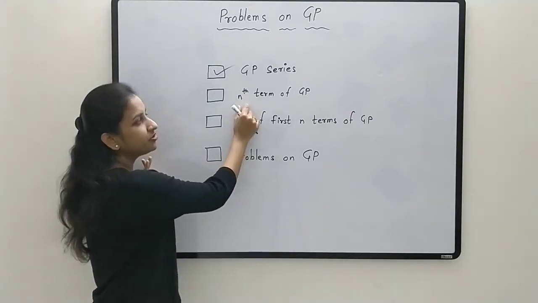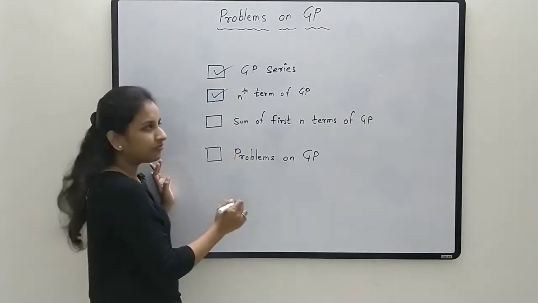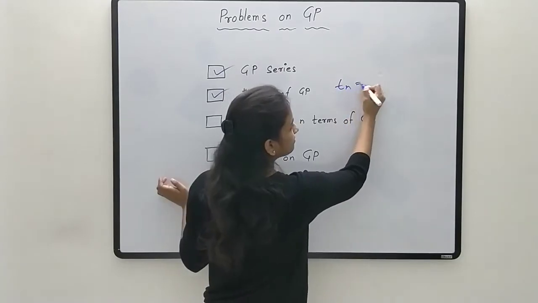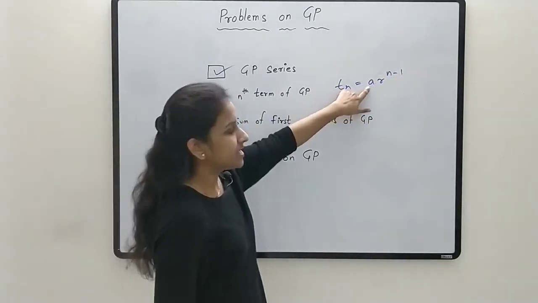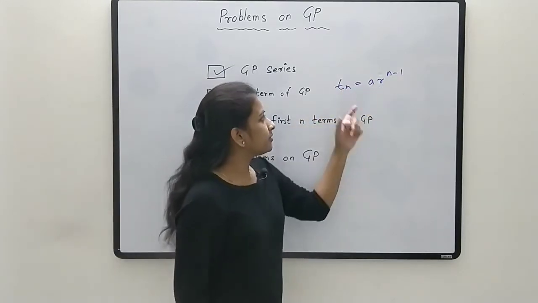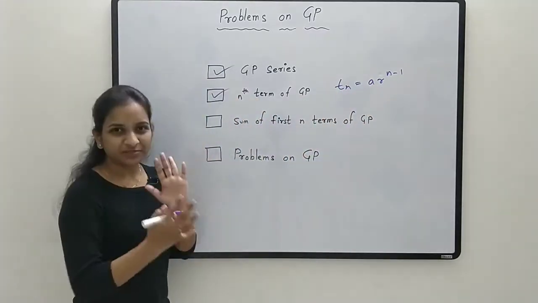Then we have learned how to find nth term of GP. The formula for that is Tn equals A r raised to n minus 1. Here A is first term, R is common ratio, and we can find the nth term of GP series.